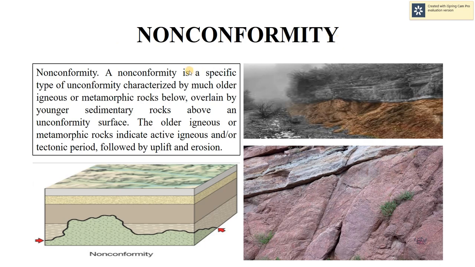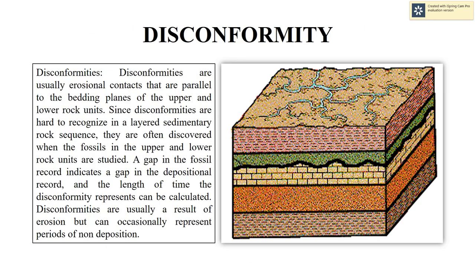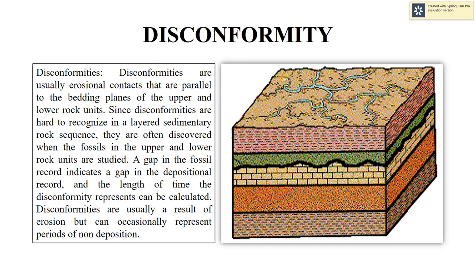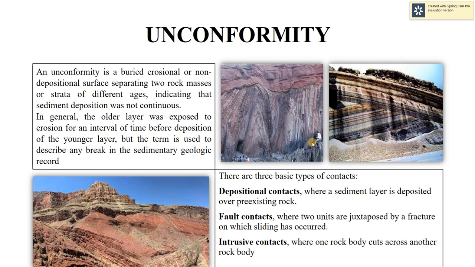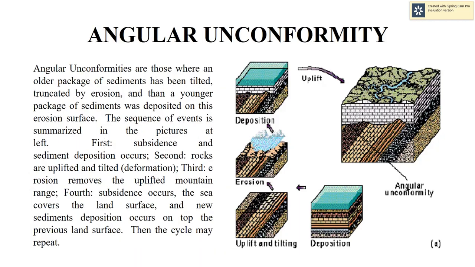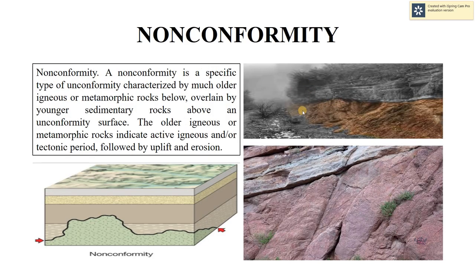Non-conformity is different from disconformity and angular unconformity, because disconformity is a sedimentary rock over a sedimentary rock, and angular unconformity is also sedimentary rock, uplifting, erosion, and sedimentary rock. But in non-conformity, there is some different kind of rock over here, and some different kind of rock over here.